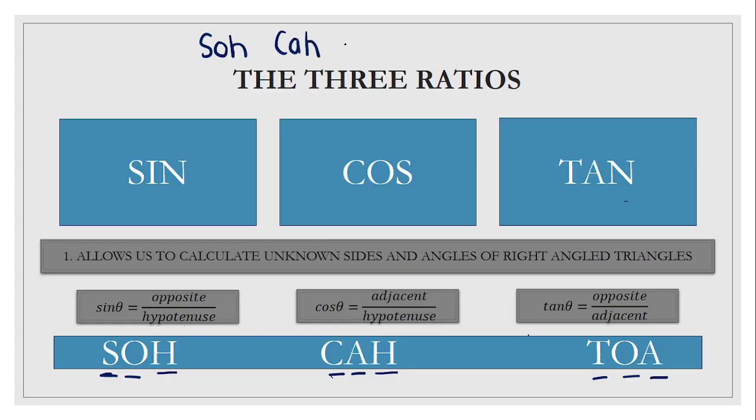SOHCAHTOA. Do we hear it? Sine is opposite over hypotenuse. So. Cos is adjacent over hypotenuse. Ka. Tan is opposite over adjacent. Toa. Okay. I've heard other ones: Silly old hens cackle and hackle till old ages. If that works for you, you can also use that. But I use SOHCAHTOA because it works perfectly for me.